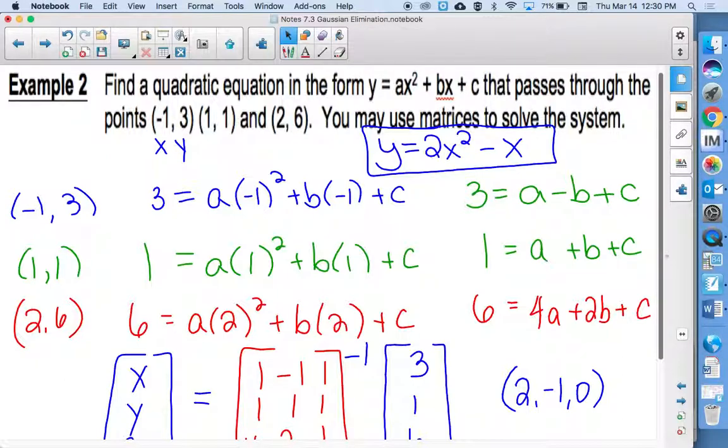Didn't you already do this, Katie? That's like one of the homework. So you're doing it now using matrices. Yep. Oh, okay.